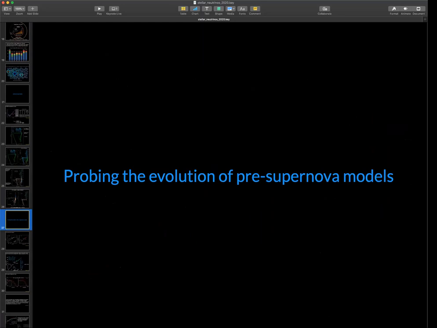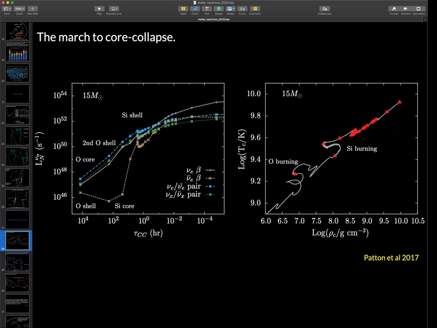Okay. And so, probing the evolution of pre-supernova models, what shall we see? This is the march to core collapse, from Patton et al., 2017. I'm going to count this as relatively new, in part because one of the things I want to show seems somewhat underappreciated and may give some targets for FRIB coming up or other efforts on neutrinos and weak reactions.